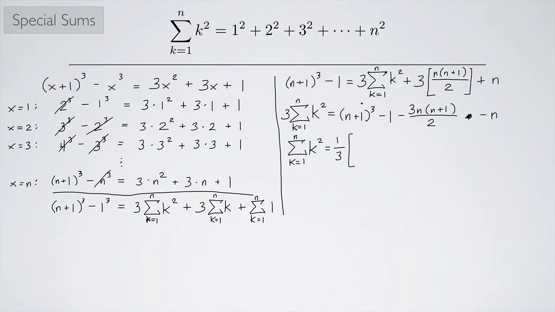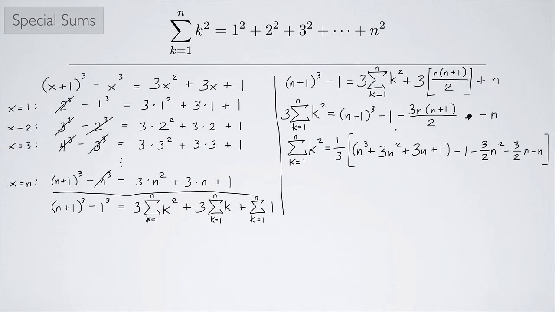n plus 1 cubed. What is n plus 1 cubed? If I multiply it out, I'm going to have n cubed, then 3n squared, and 3n, and a 1. And that's going to be minus 1, and I'm still going to have minus, and I can multiply this out too. That's going to be 3 halves n squared minus 3 halves n minus n.